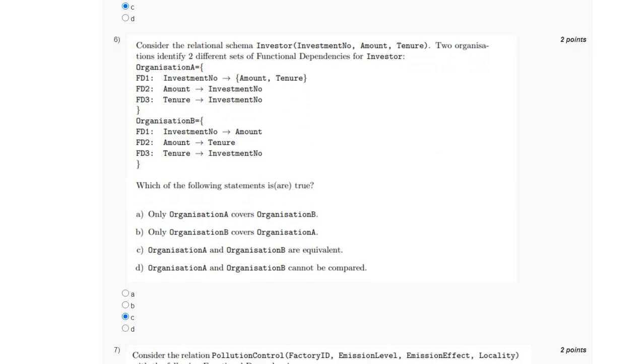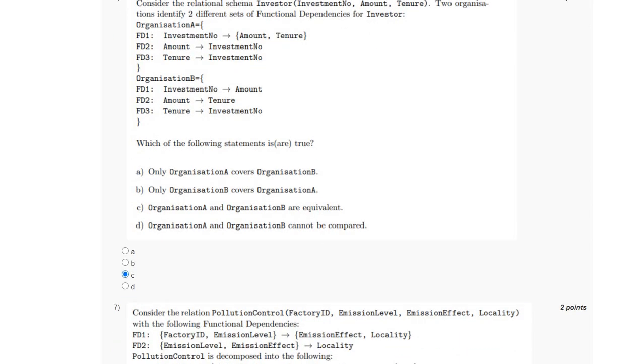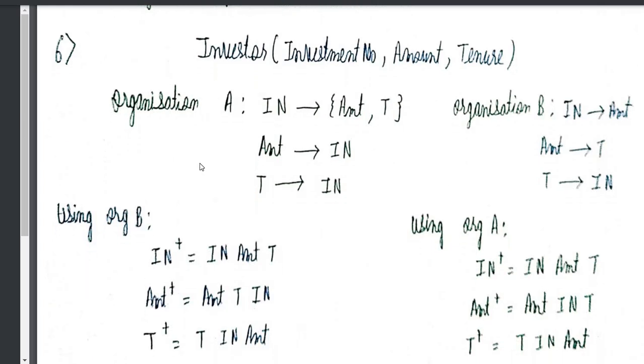For question number 6, we have been given the relational schema investor with the attributes investment number, amount, and tenure. We have been given two different sets of functional dependencies for investor. First is organization A and the second one is organization B, and we have to identify which of the following statements is true. For organization A, the functional dependencies are as follows, and for organization B, the functional dependencies are as follows.